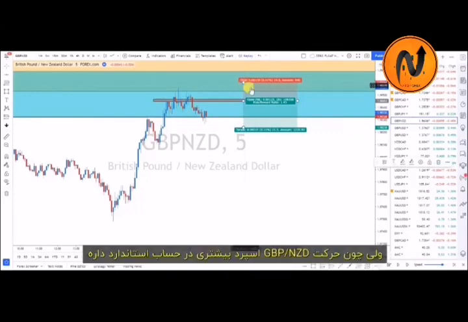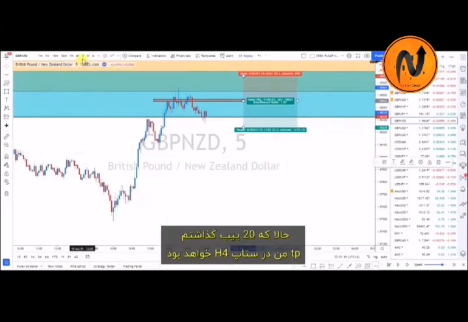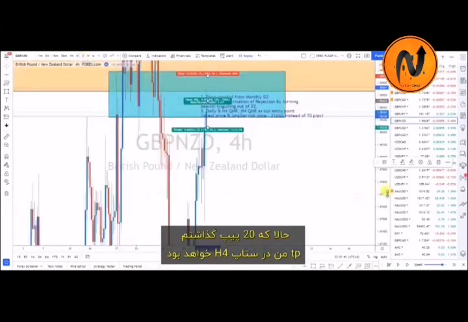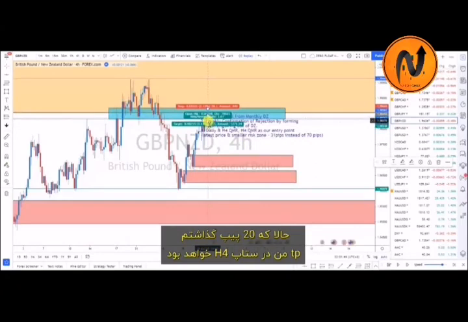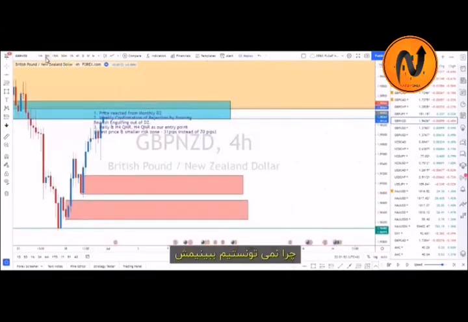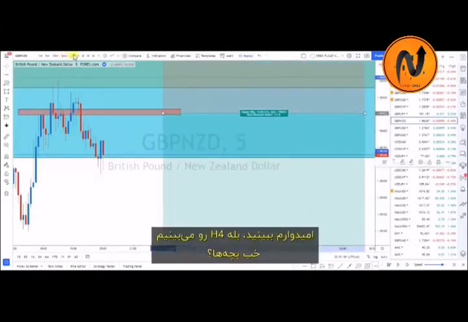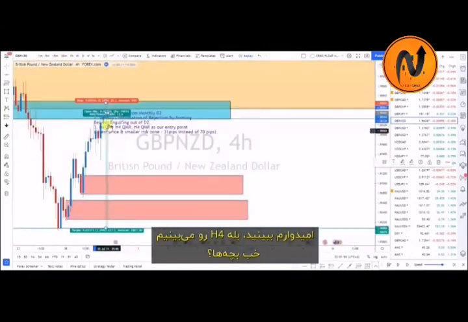But since the GBP NZD has a higher spread on a standard account, better to be safe at 20 pips. So I'm going to put 20 pips. Alright guys, when I put 20 pips, my take profit will be the H4 setup, which is here. There we go. Why can't we see it? Let me make this bigger. Hopefully we can see it in the H4. Yes, we can see it at the H4 already.